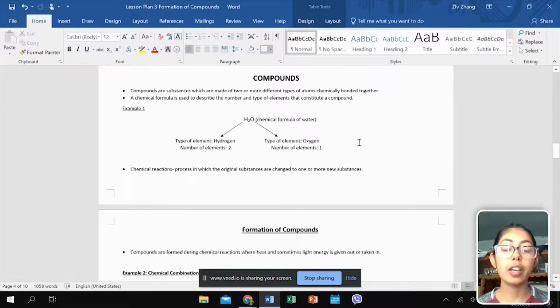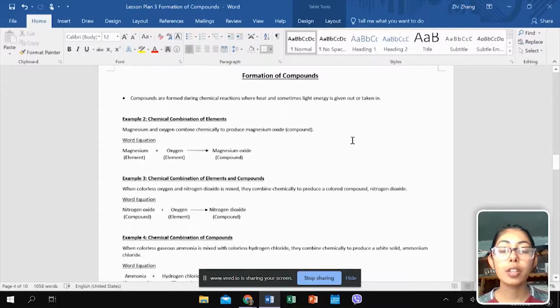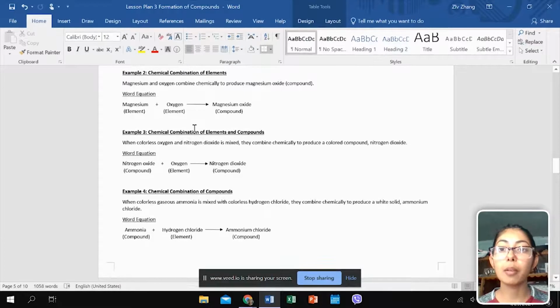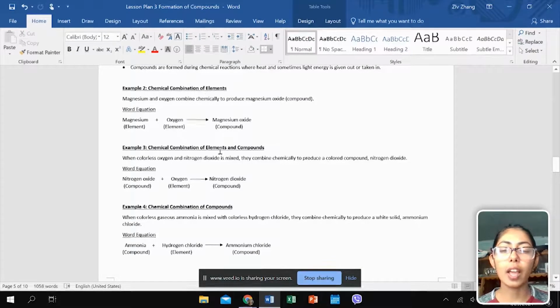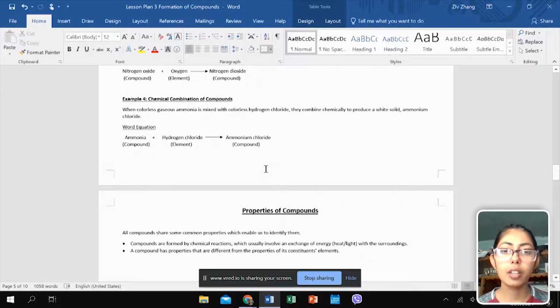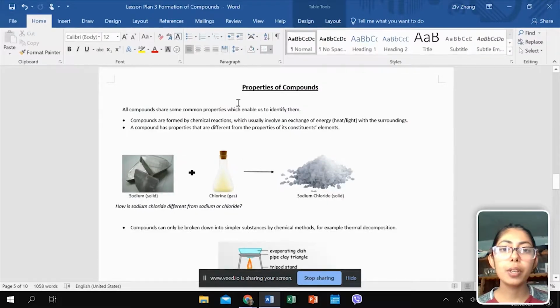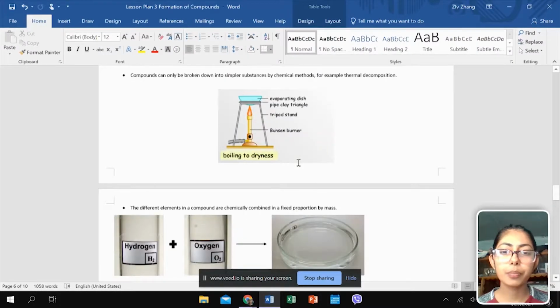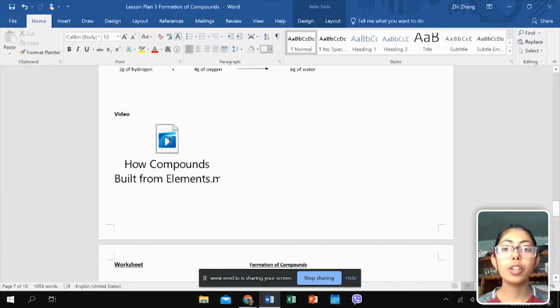As mentioned earlier, I took some from the internet in the link that I've mentioned before and the official textbook for Year 10 students. These are the compounds. The formation of compounds, I've listed many examples on the chemical combination of elements and compounds, and combination of compounds together. I've listed some properties of compounds here. And this is the video that I was talking about earlier. Let me show this video now.